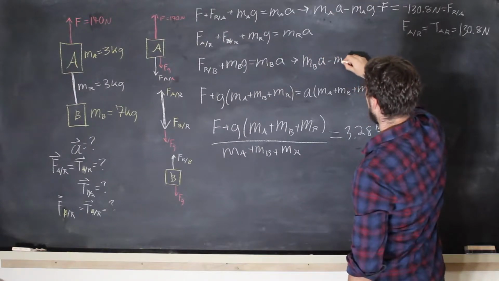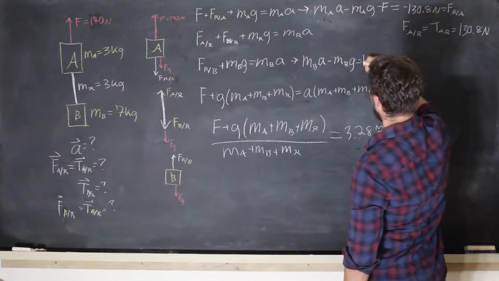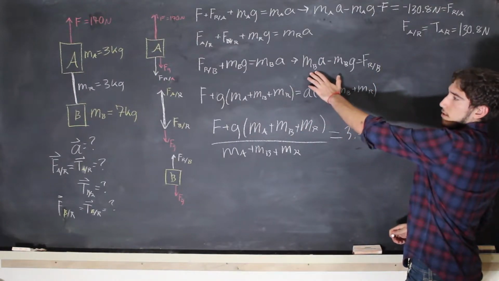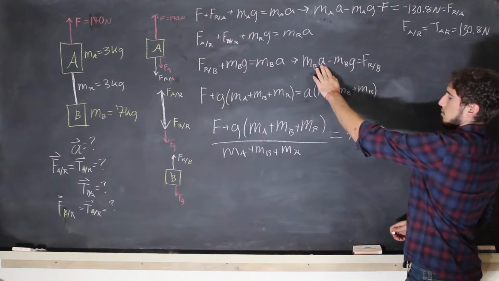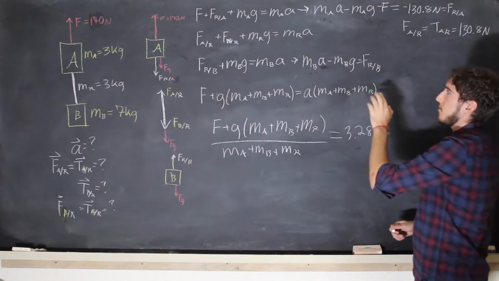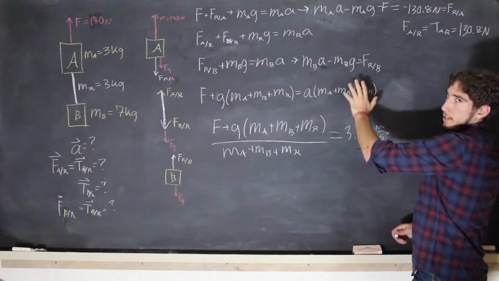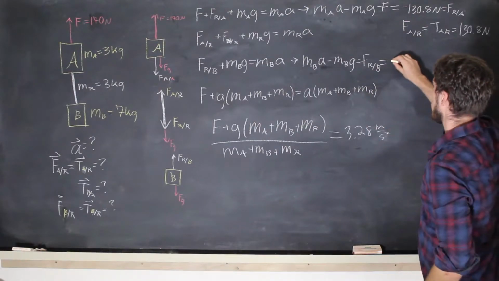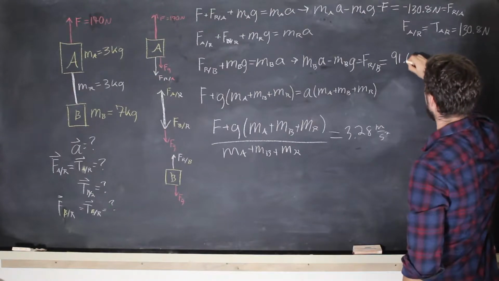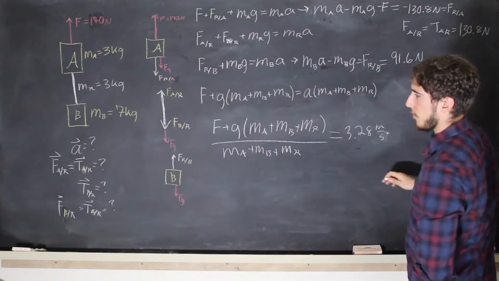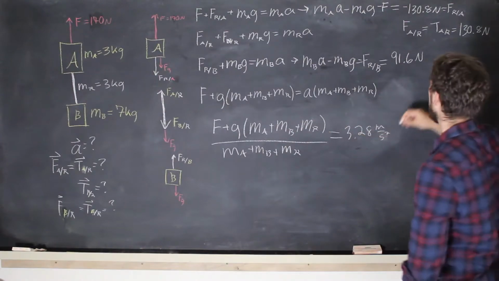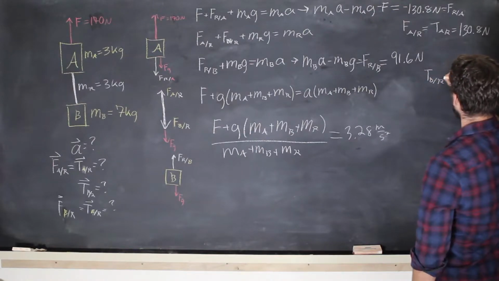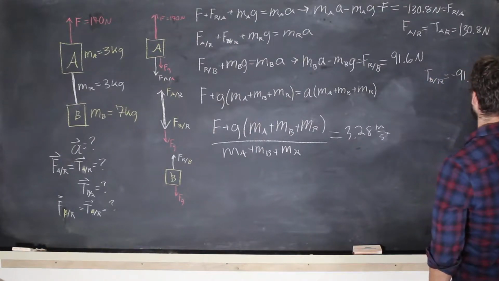And now we can solve for the bottom, and that's just going to be M of B of A minus M B G is equal to F of R B. So again, this is going to be the mass of B, which is 7 kilograms, times the acceleration of the system, which is 3.28 meters per second squared, minus the mass of B, which is 7 kilograms, times the acceleration of gravity, which is negative 9.8 meters per second squared, and it's going to be equal to 91.6 newtons. And since we're looking for the tension of B of R, which is the force of B of R, it's going to mean that the tension of B of R is equal to negative 91.6 newtons.